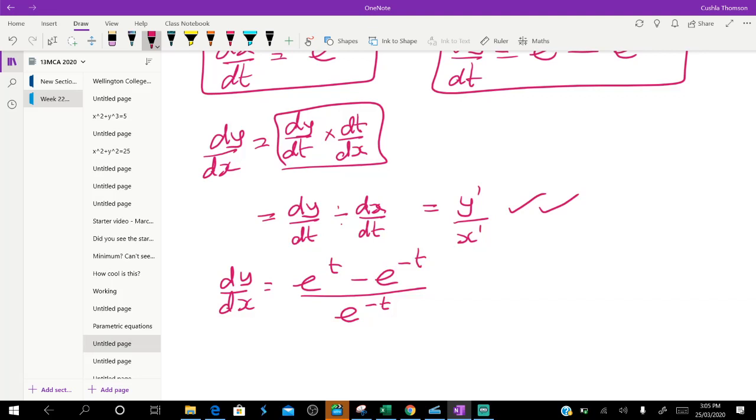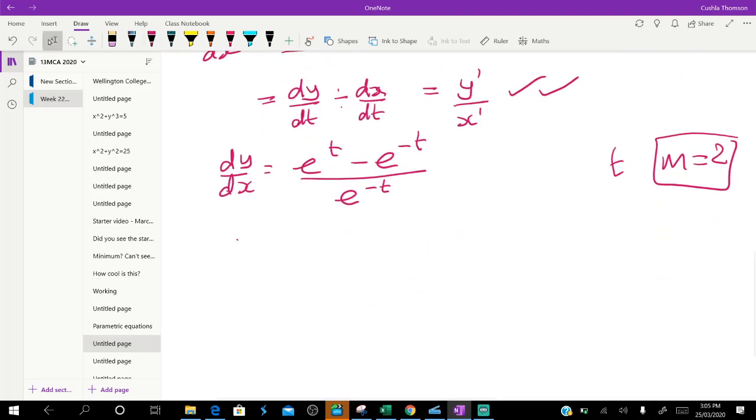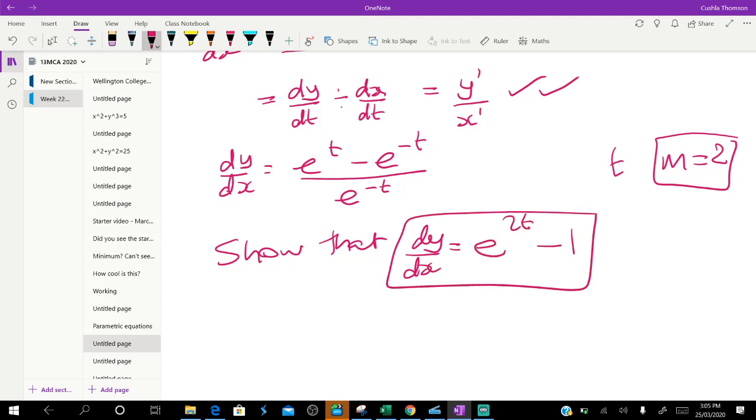Now we're asked to find an exact value for t where the gradient is 2, right? But we're also asked to show that dy by dx can be written as e to the 2t minus 1.